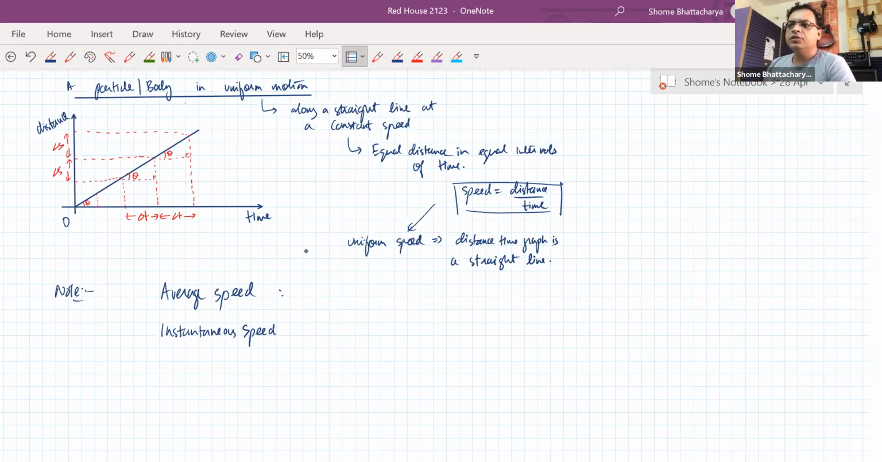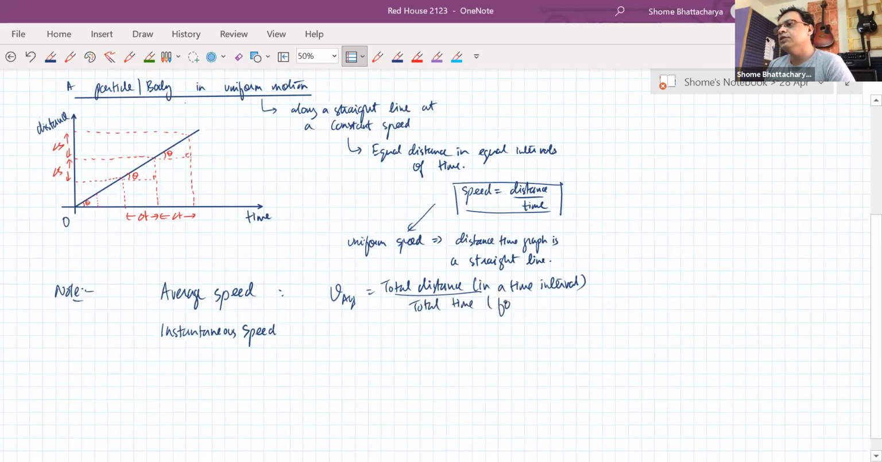Total distance upon total time, right? So it is defined for the total amount of time. So that means it is defined for an interval of time, right? So average speed is equal to the total distance in a time interval divided by the total time for that interval. So that's why, in symbolic language, we can write average speed as, let's say, delta S by delta T.